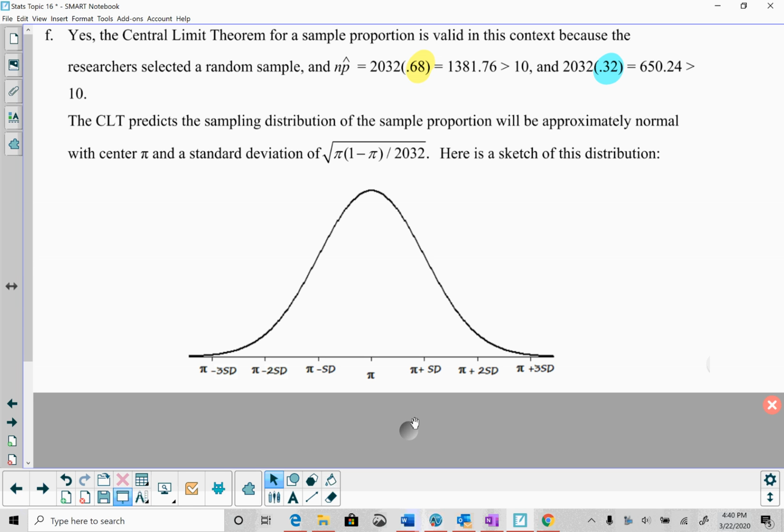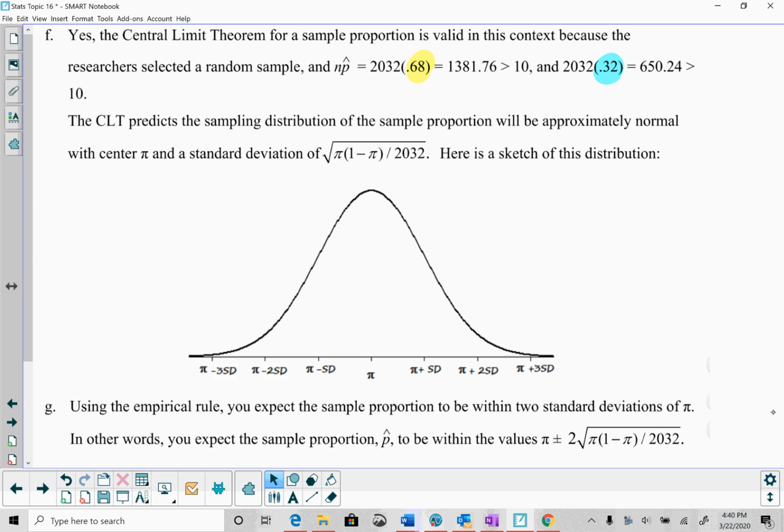For part G, based on the distribution in part F, in general, how close do you expect the sample proportion to be to the population proportion? Hint, apply the empirical rule. Well, we're hoping that that sample proportion would be within 2 standard deviations of the value of the population proportion pi.